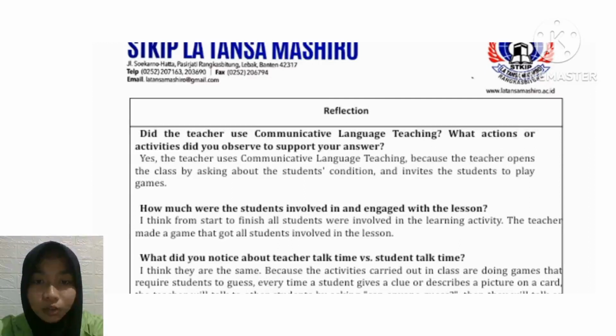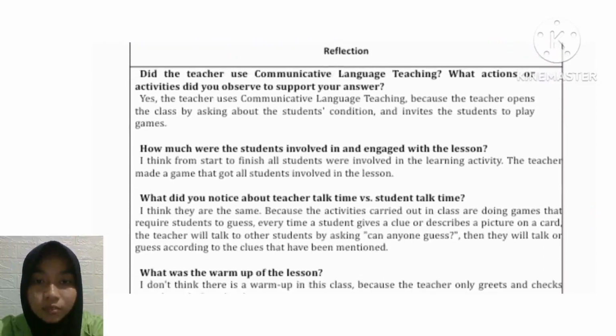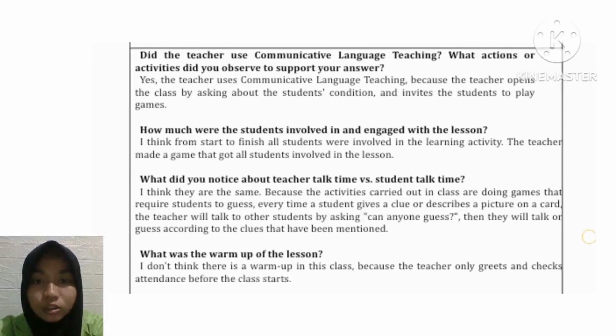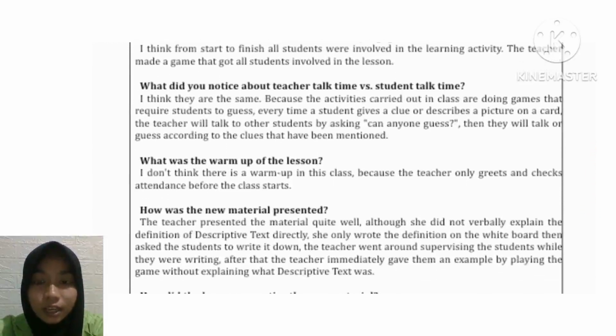What did you notice about teacher talk time versus student talk time? I think they are the same because the activities carried out in class are games that require students to guess. Every time a student gives a clue or describes a picture on a card, the teacher will talk to other students by asking, "Can anyone guess?" Then they will talk or guess according to the clues that have been mentioned.